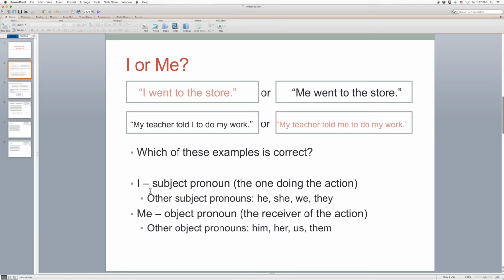Okay, so other things to note is other subject pronouns include he, she, we, and they. And then other object pronouns, remember object pronoun means the receiver of the action, include him, her, us, and them.